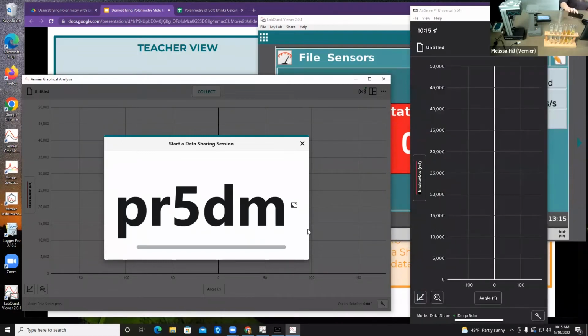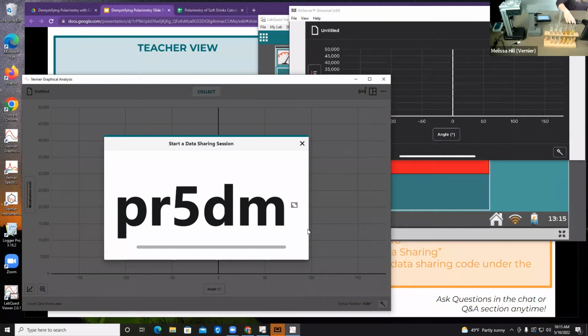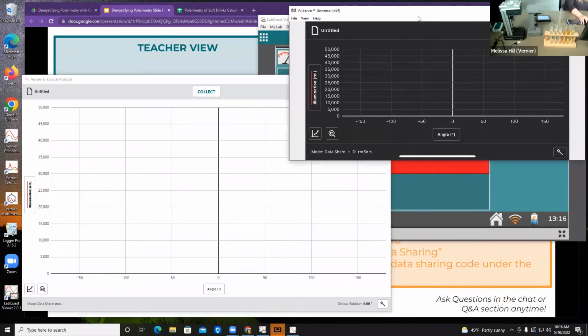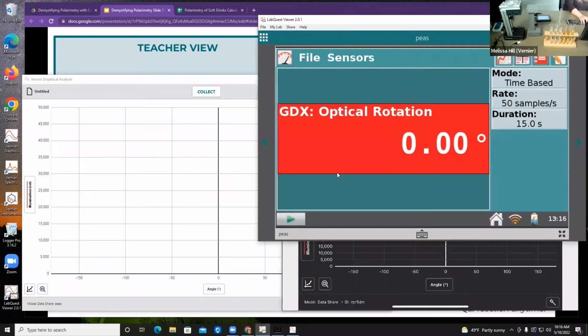And so now I'm connected to this data sharing session as well. So locally and via distance, we're all connected to the data coming from my Labquest. Did everyone get that? Is everyone connected? Everyone wants to follow along, do all the data collection and analysis with me?